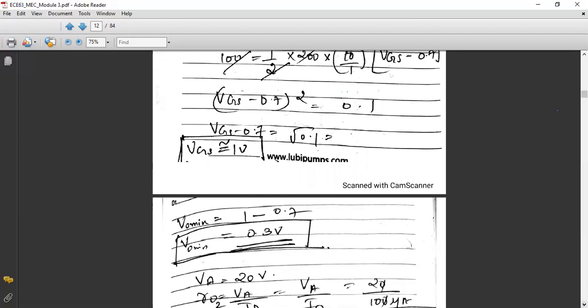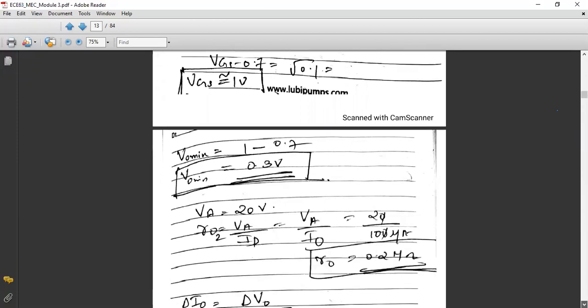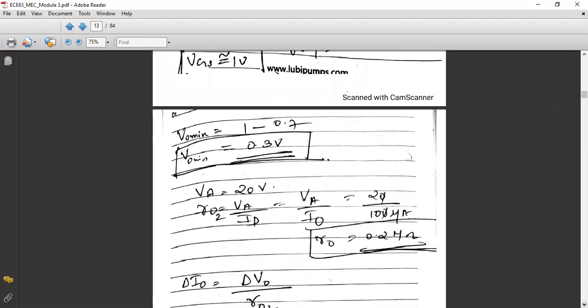Now you will find the output resistance. What is output resistance? It is VA divided by ID. VA is the early voltage, given as 20 volt, divided by the current, 100 microampere. You have the output current with you, which is also given in the question. So just cancel the zeros: 2 by 10 is 0.2. Micro comes to the numerator and it becomes mega ohm. Micro is 10 to the power minus 6, it comes to the numerator and becomes 10 to the power 6, that is, it becomes mega ohm. Clear?